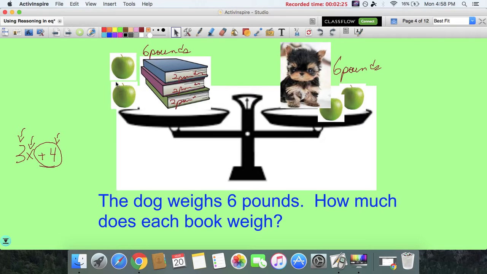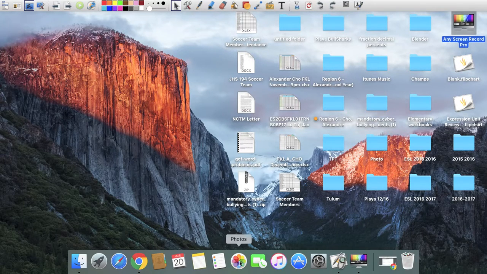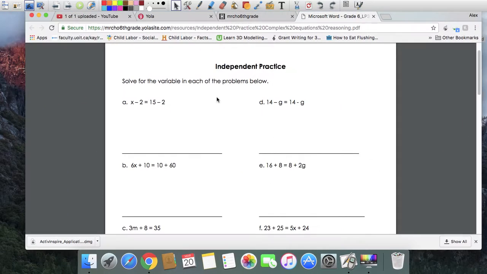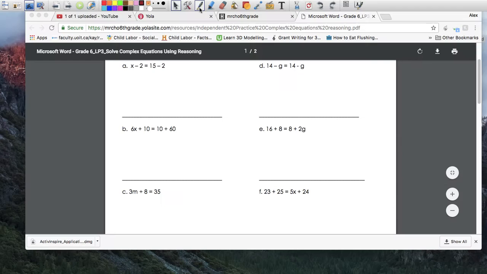Okay, so let's see where that takes us. It takes us to that homework sheet, which I don't see anywhere. Here it is. Okay, so a lot of these we already did in class.